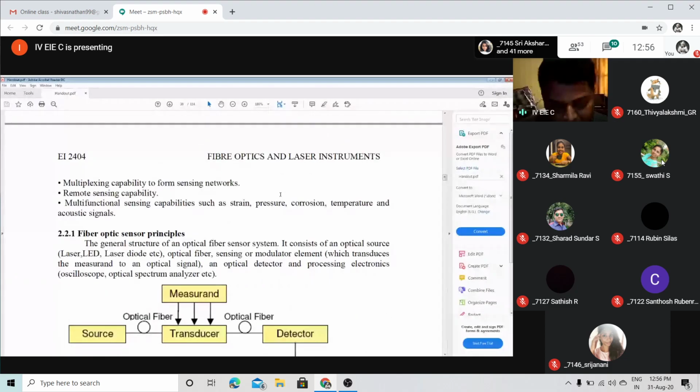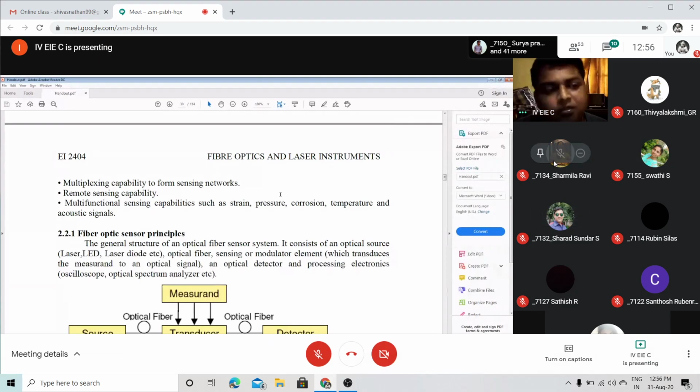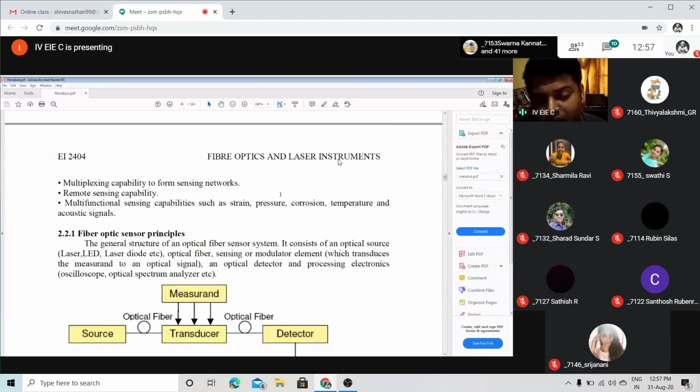So we can have multiplexing capability to form sensing networks. You can understand one thing from this point: you can couple multiple sensors of different types to a single channel, and I could make them into a sensing network. That is very much possible in your fiber optic system.